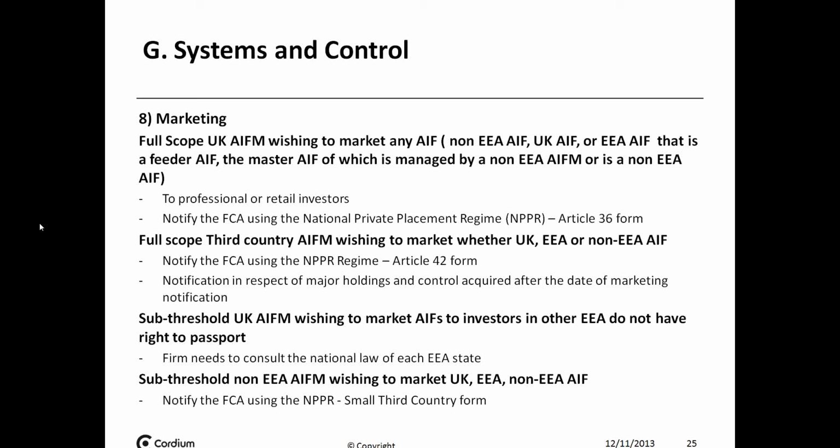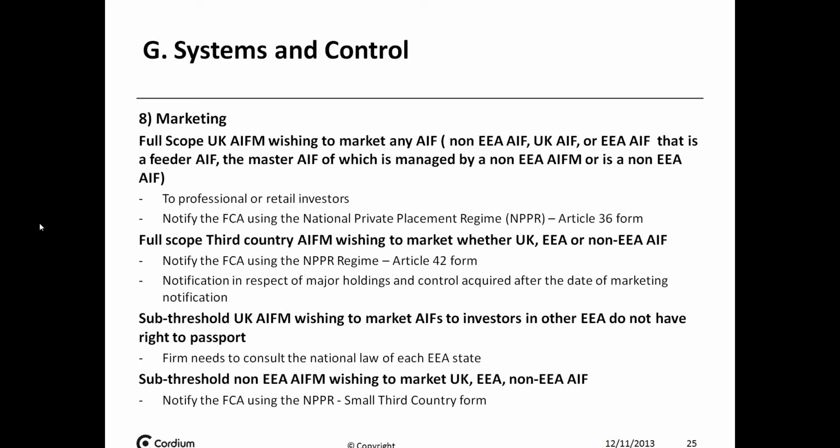And then there are a few different other scenarios which aren't necessarily strictly related to the actual VOP process, but are pertinent and relevant for third country managers also. So we list the scenarios there, but in short, if you're a full scope third country manager marketing an AIF, you shall need to submit an Article 42 form. And again, just to repeat, this is quite separate from the variation of permission process.